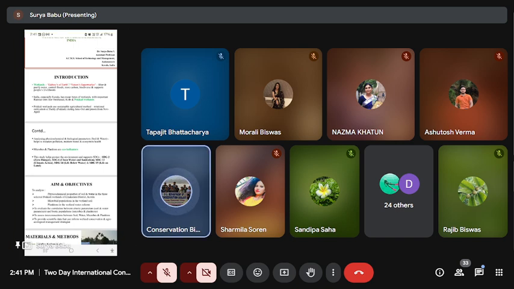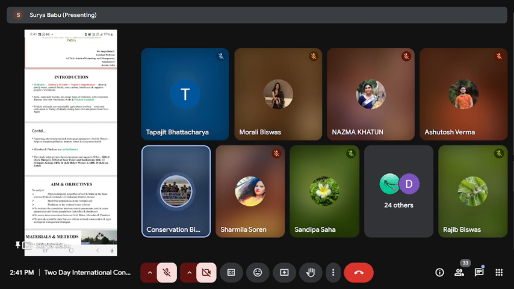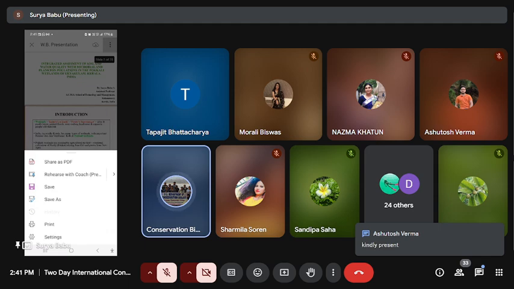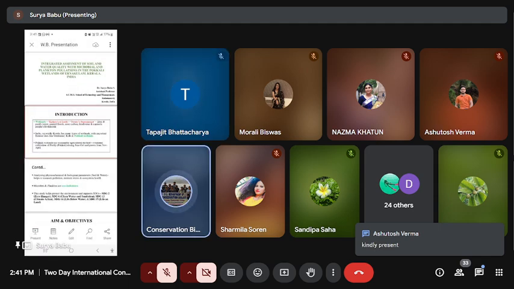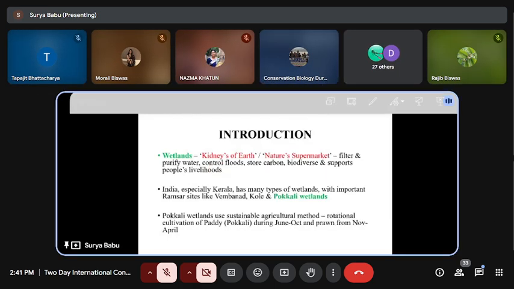I am just interrupting a little bit because your slides are very small. We cannot see them properly. If you can, please go to the presentation mode, then it will be visible to all. Okay, yes.